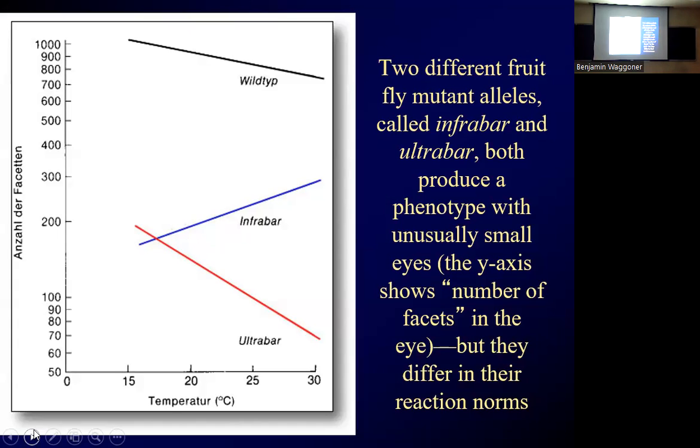Okay, here's an example of a reaction norm. This is data from fruit flies. And up there at the top, there's a black line that's labeled wild type. Actually, this is a German graph, so it's Wildtyp, but it's wild type. And what they've done is calculated the Anzahl der Facetten, the number of eye facets.